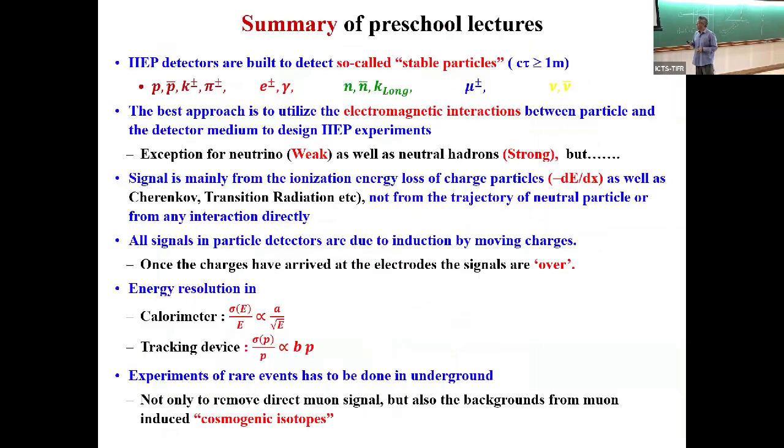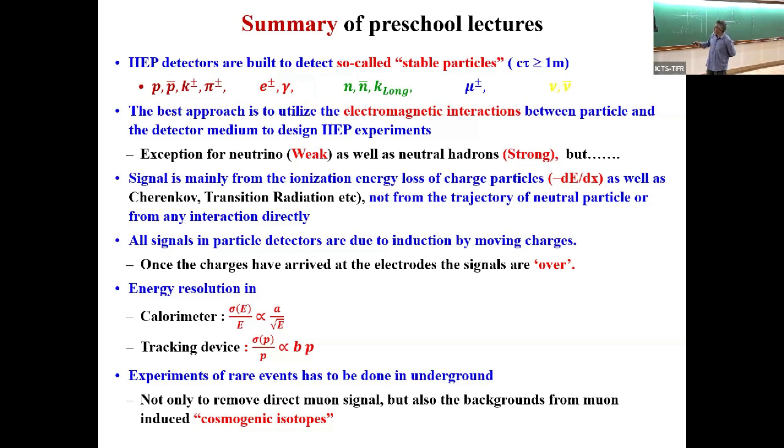After that, I tried to give the summary of my pre-school lectures. It was actually three lectures, but it took more than five hours. So what is the summary? There I gave six bullet points. All these high energy physics detectors are built to detect so-called stable particles, basically those whose lifetime is greater than one meter, so that the particle can go through the detector, interact with the medium, and be seen. I categorize the detectors into five different groups. The best approach is to utilize the electromagnetic interaction between particle and medium to design HEP experiments.